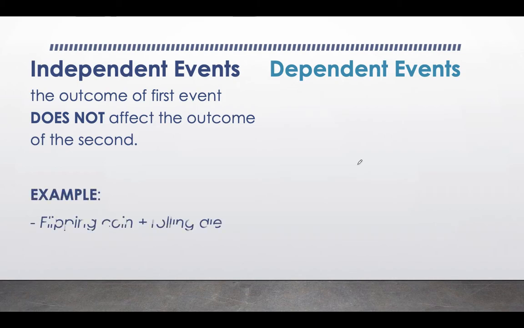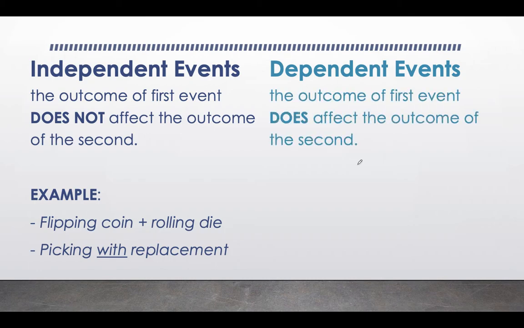For example, that could be like 2 completely independent things like flipping a coin and rolling a die, where one has no effect on the other. But it could also be like the example where we picked the marble, replaced it, and then picked again. Dependent events are when the outcome of the first event does affect the outcome of the second. This would be like the example where we picked the marble but did not put it back.